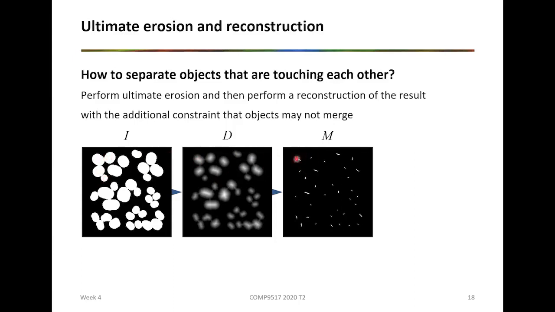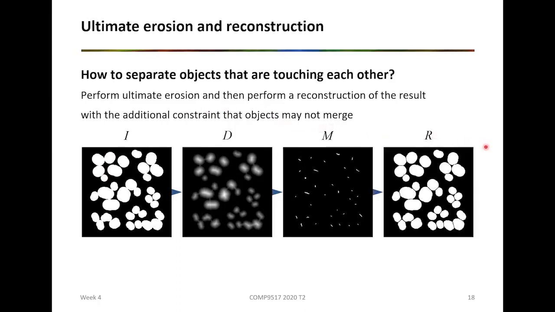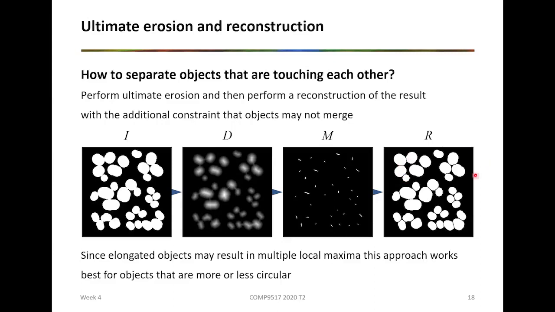If we now do the reconstruction process with this additional constraint, we end up with this image where these 4 objects are now nicely separated. And if I would now run the connected components labeling algorithm, I would get 4 different objects. And my measurements are not biased anymore. Here's an important remark. Since elongated objects may result in multiple local maxima, this approach that I'm showing here works best for objects that are more or less circular. It's used a lot in cell segmentation because cells are more or less circular objects.